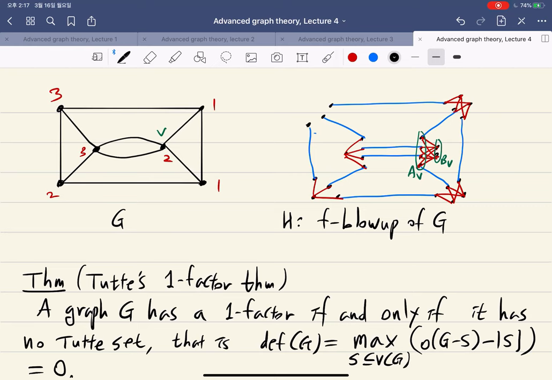So F-factor is for each vertex you designate a certain number, which is f(v) for the vertex v. And then you want to find the spanning subgraph of G which has the same degree as f(v) at the vertex v. So you pre-specify all the degrees of the vertices, and then you want to find the spanning subgraph with that specified vertex degree. If the number is 1, then it's the same as a 1-factor, which is a perfect matching. So it's a generalization of matching.